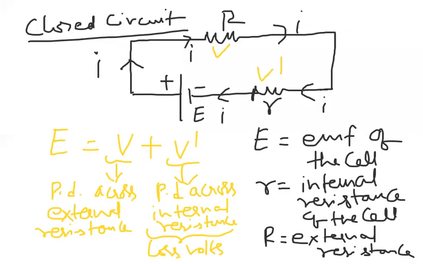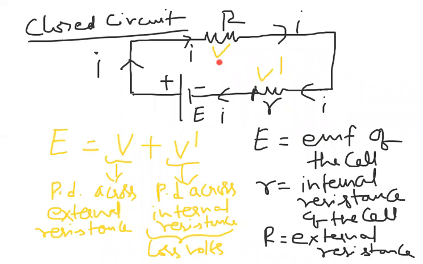Now what I noticed is V is equal to I into R, and V dash is equal to I into small r. In the diagram you can notice that. Here, the potential difference across the external resistance means V equals IR. The potential difference across the internal resistance, V dash, is equal to I into small r. So the potential difference across external resistance plus the potential difference across internal resistance is nothing but EMF.